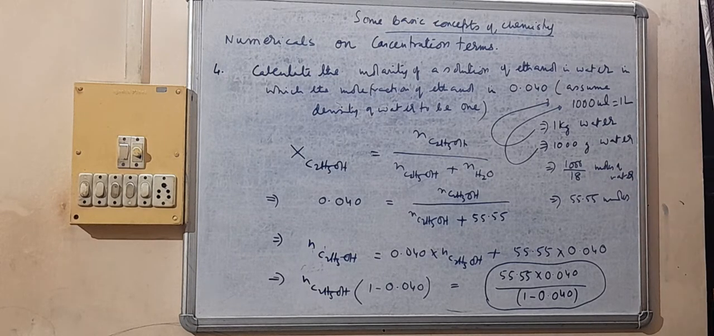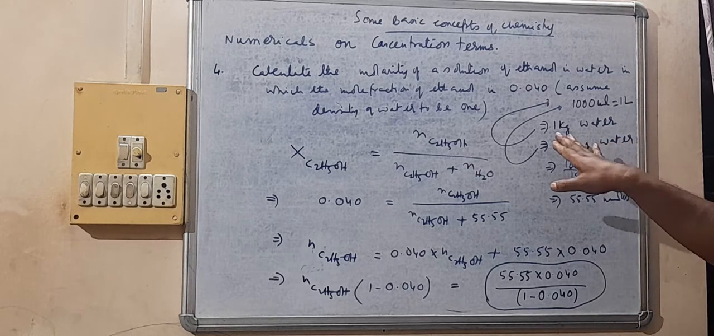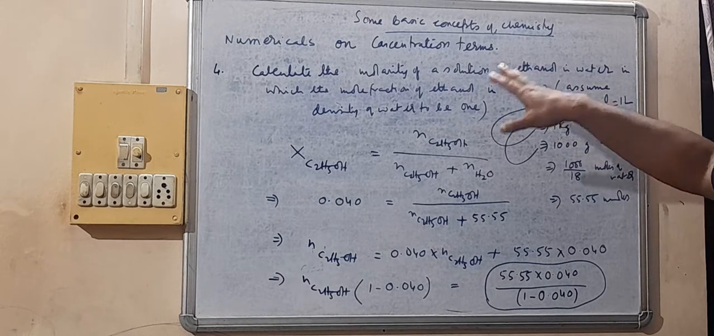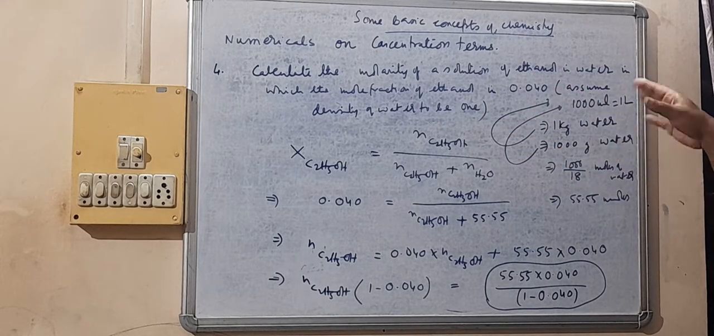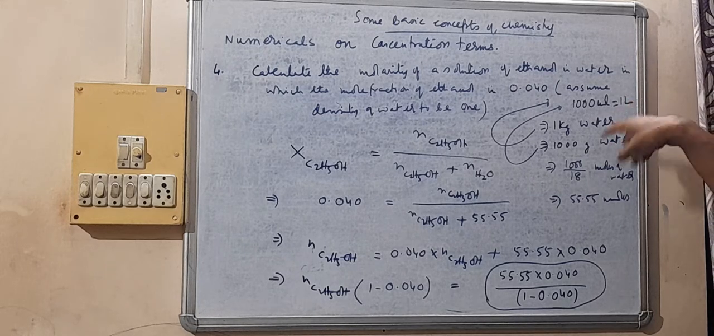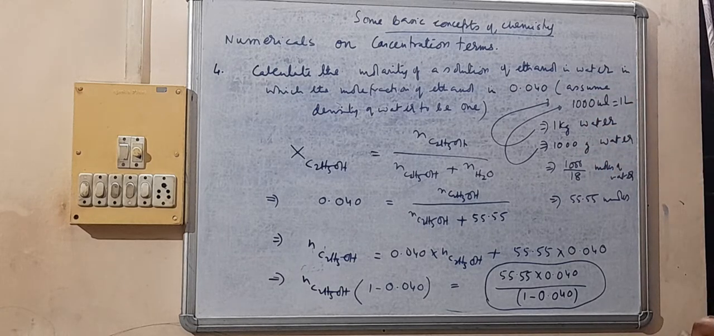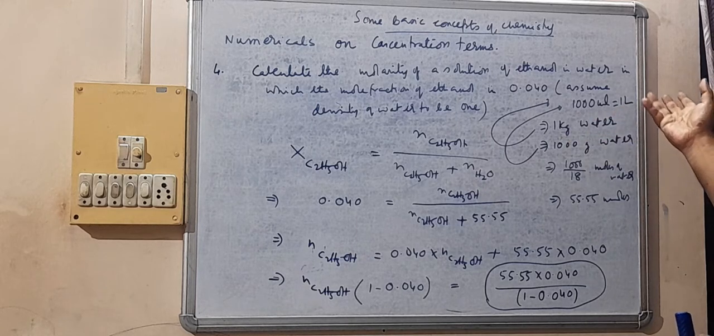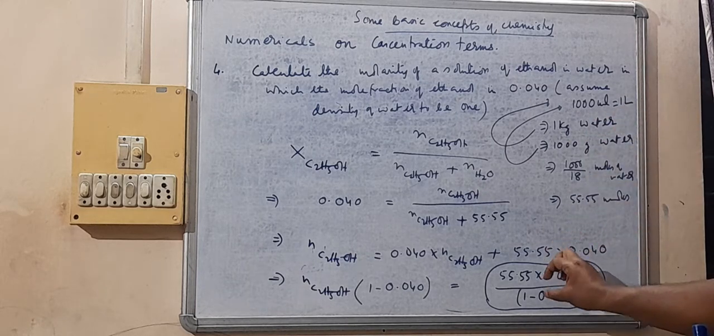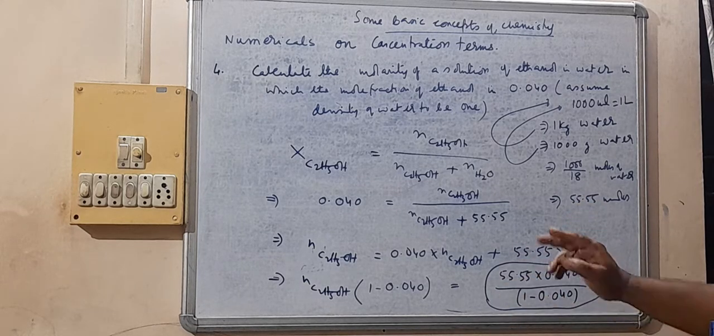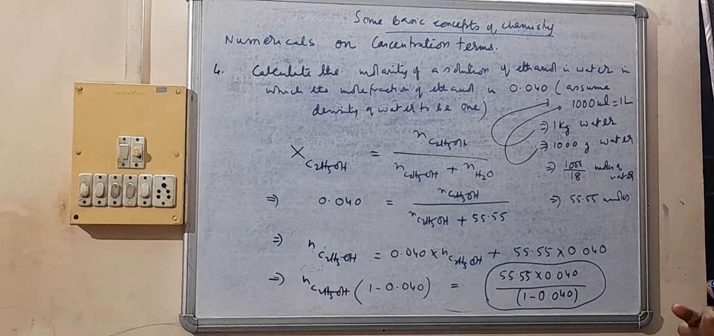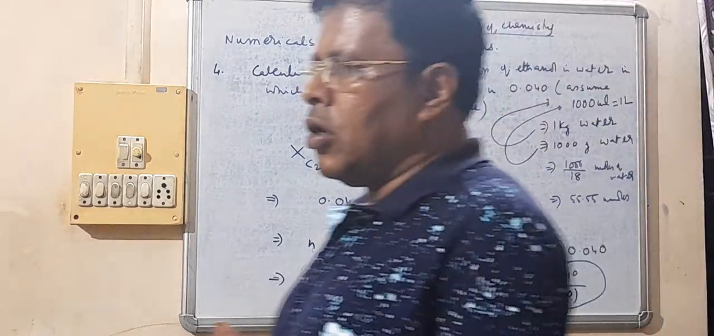That means one approximation is required here. We had started with 1 kg water to be present, and here we are getting solution to be 1 liter. So 1 liter solution has this much moles of ethyl alcohol. So this will be the molarity of the solution.